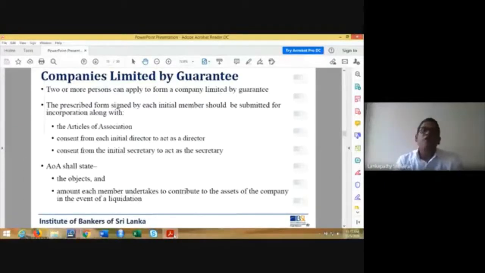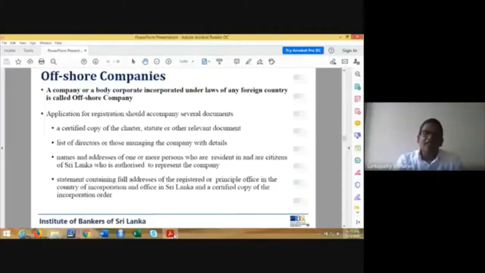next one, the offshore company. This is also one of the types of company existing in Sri Lanka, mentioned under the Companies Act, the offshore companies. A company or body corporate incorporated under the law of any foreign country is called an offshore company. That means a company which is incorporated under the law of any foreign country is called an offshore company. The application for registration should be accompanied by several documents.